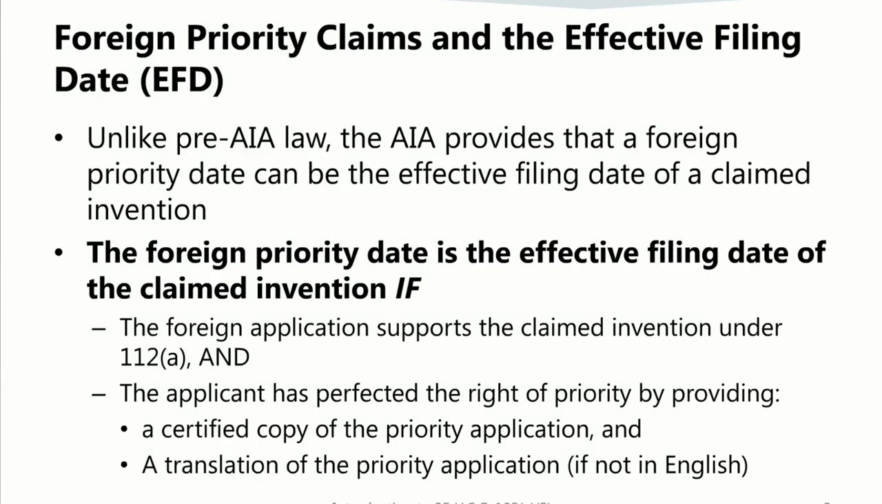An application's foreign priority date can be the effective filing date of a claimed invention. This is unlike the pre-AIA law. The foreign priority date is the effective filing date of the claimed invention if: 1. The foreign application supports the claimed invention under 112(a), and 2. The applicant has perfected the right of priority by providing a certified copy of the priority application and the translation if the priority application is not in English.